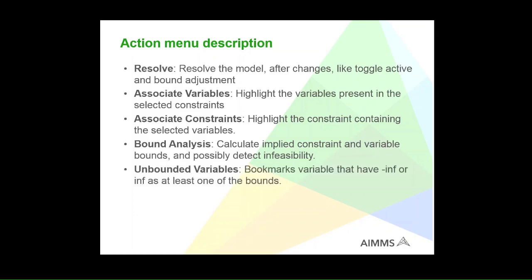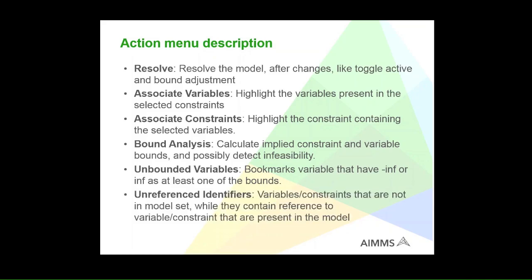Then there's unbounded variables, which will bookmark variables that have either inf or min-inf as at least one of their bounds. It's useful when you have an unbounded model, because of course a variable has to be unbounded in order for the model to become unbounded. So that's a good menu when you're looking at infeasibility and at unboundedness.